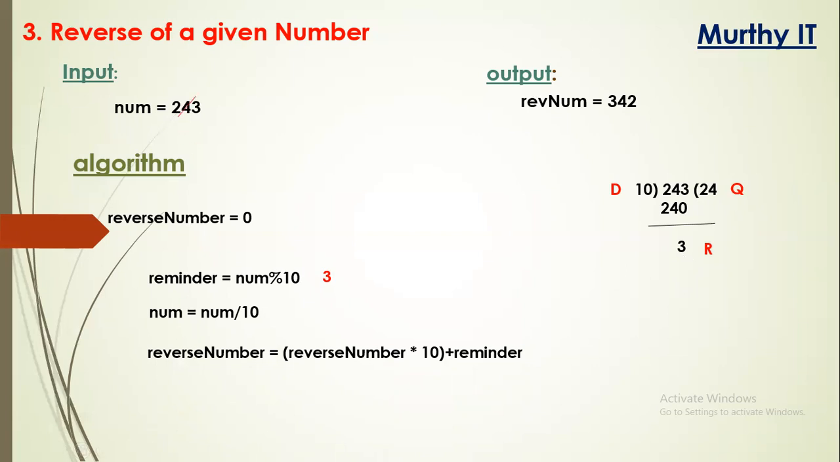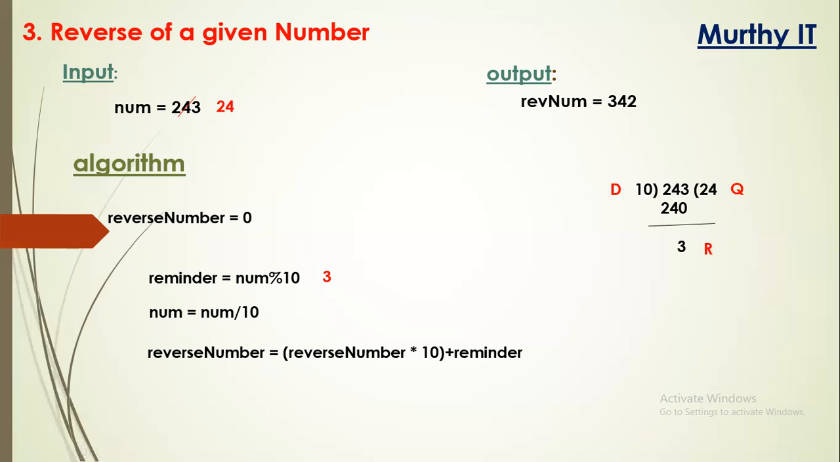Now what is the number? Number is the quotient. Now we write number equal to number divided by 10. What is the meaning of it? The quotient will be stored. Now 243 is replaced by 24. The 3 came out, so remaining is 24. Now the current number is 24.